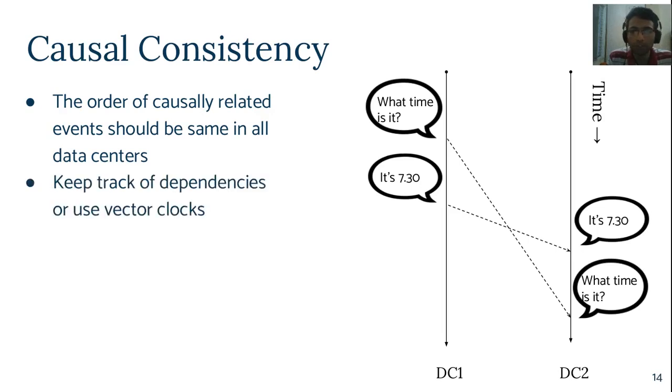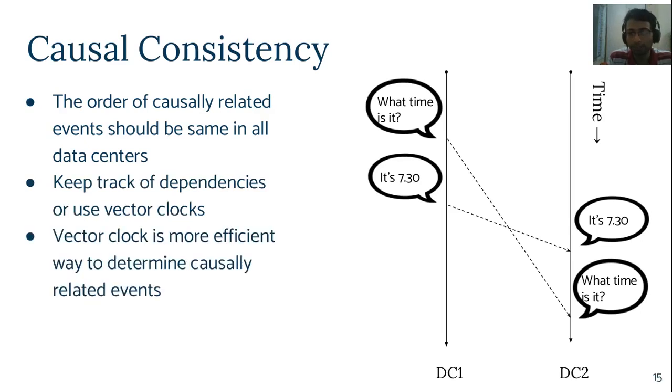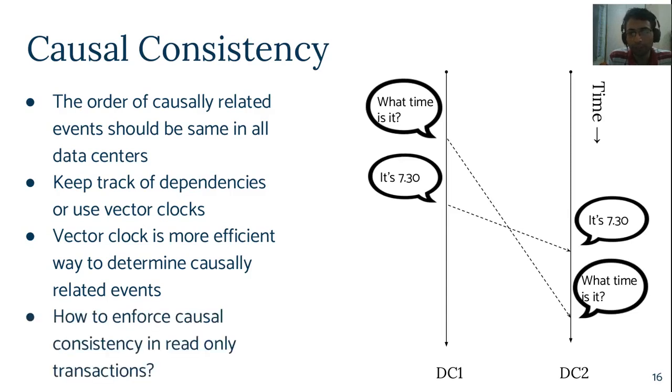So there are two ways to solve this problem. We can either keep track of dependency or use vector clocks. Vector clocks is a much more efficient way to solve this. In this work, we'll focus on enforcing causal consistency in transactions, and in particular, read-only transactions.